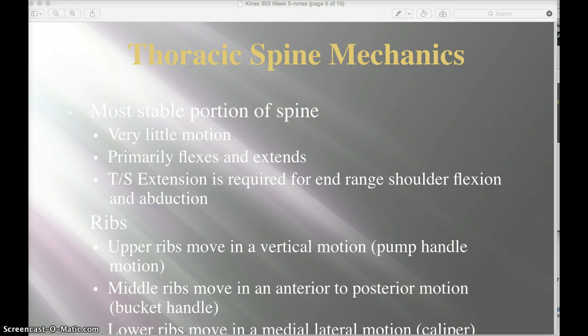And here we have one of the most stable portions of the spine, because there's very little movement in this portion of the spine. So we're talking about T1 through T12.